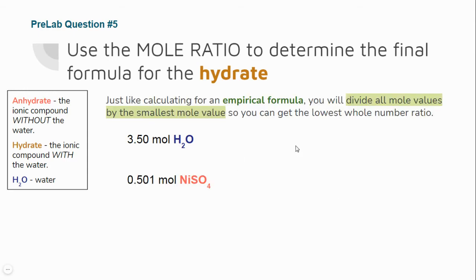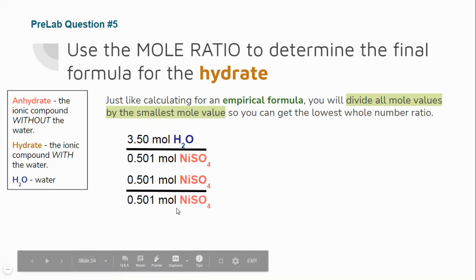Just like calculating an empirical formula, you are going to divide all the mole values by the smallest mole value that you have so you can get the lowest whole number ratio. Between these two, which number is smaller? 0.510 or 0.501 moles of NiSO4. So you're going to divide both of those values by 0.501. That's going to be nice because it's going to make NiSO4 equal 1. We need whole numbers, so let's go ahead and divide both of these by 0.501 moles of NiSO4.